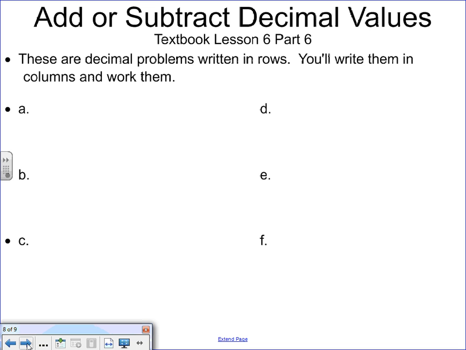All right, so Lesson 6, Part 6. These are decimal problems written in rows. You'll write them in columns and work them. The main thing we're concerned about here is making sure we're lining them up correctly. If you need to use a calculator to add, that's fine. But again, you're going to make sure that you write them correctly in the column. We'll pause the video here and give you a few minutes to try these. Make sure you line up the decimal points. Go ahead.